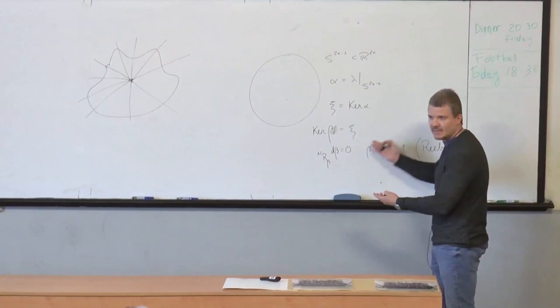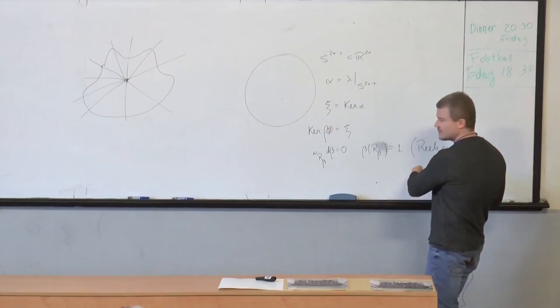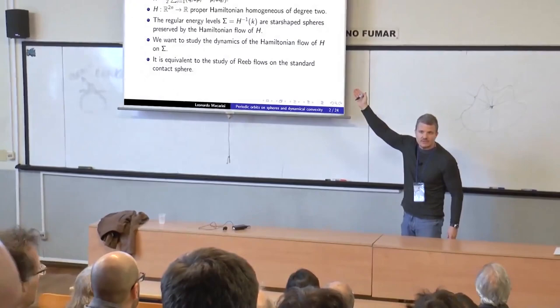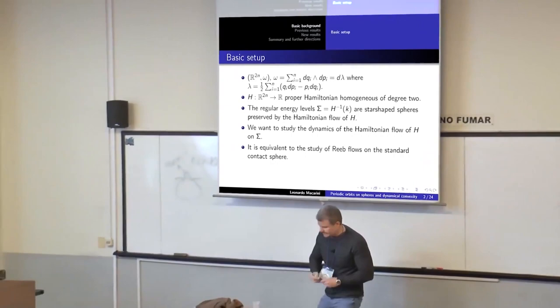And the study of these Reeb flows, of the flows of these Reeb vector fields, is equivalent to the study of Hamiltonian flows like this, restricted to these energy levels. Okay? Is it clear?